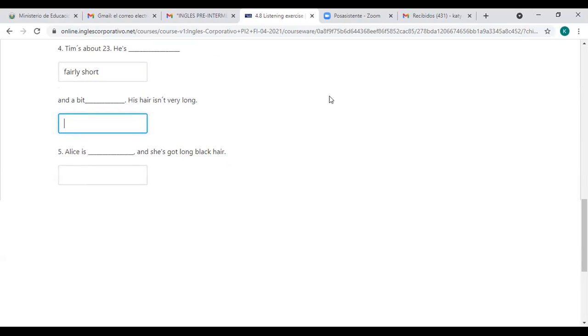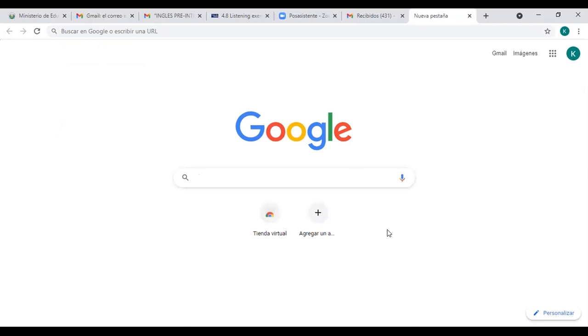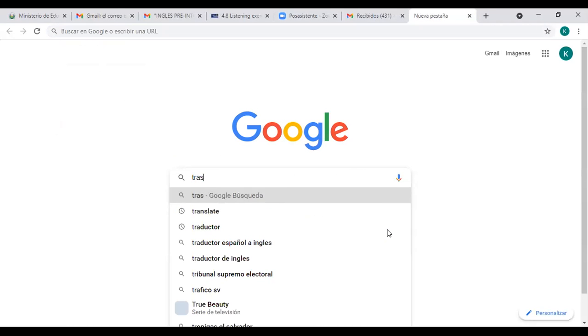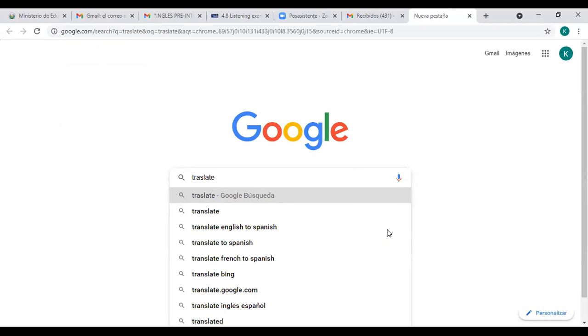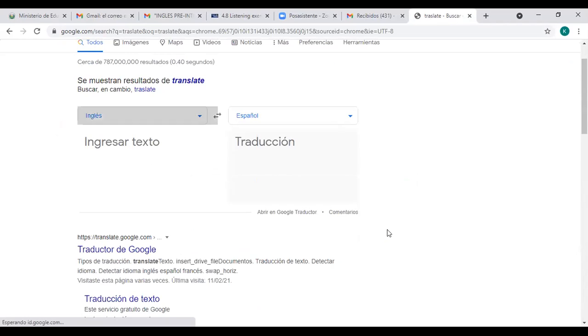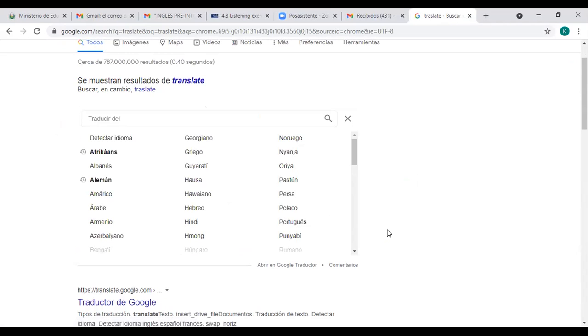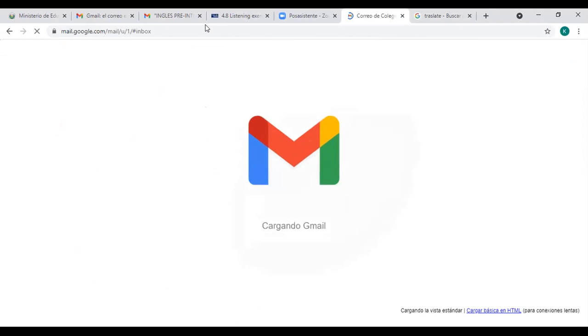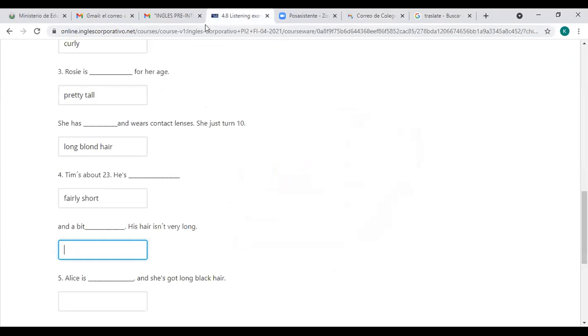Okay. Pero en la imagen salía como una persona enanita. Espérame, just gonna translate. No sabes. ¿Cómo era? Ya me olvidó. Escribe. Espérame, creo que es. Fairly.